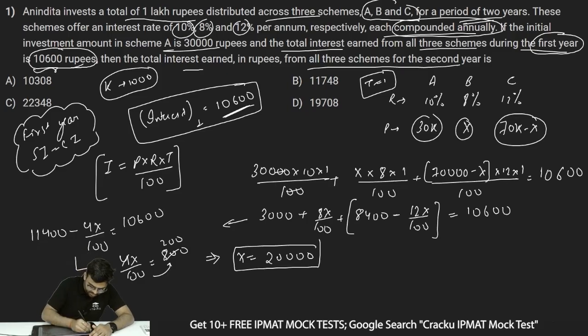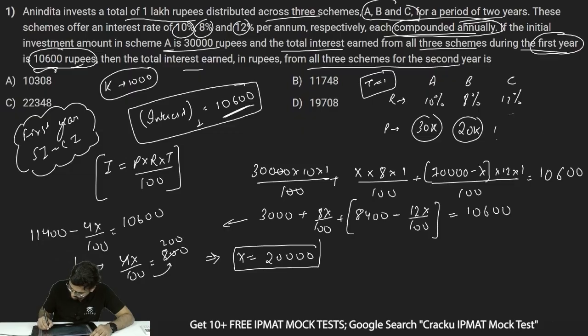So I can just replace here, my amount invested in scheme B will be 20,000 and amount invested in scheme C will be 70,000 minus x. So this will be equal to 70,000 minus 20,000. This is equal to 50,000.